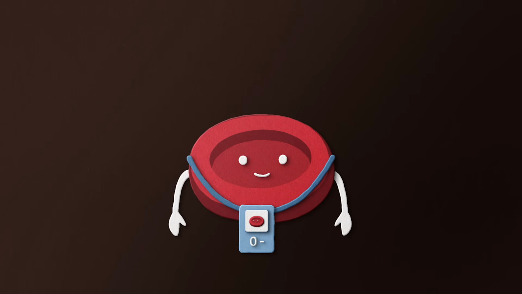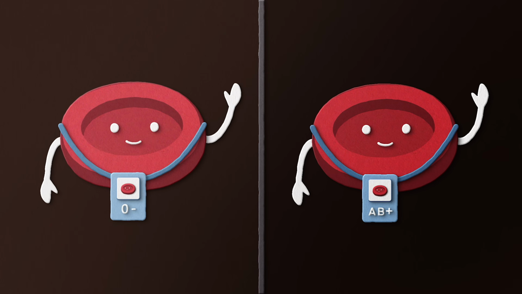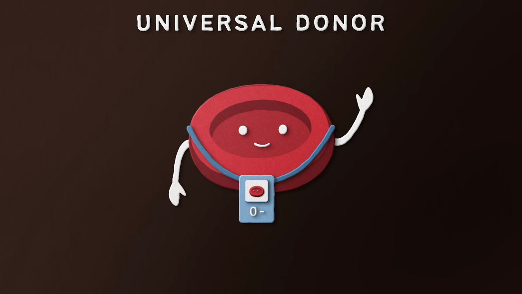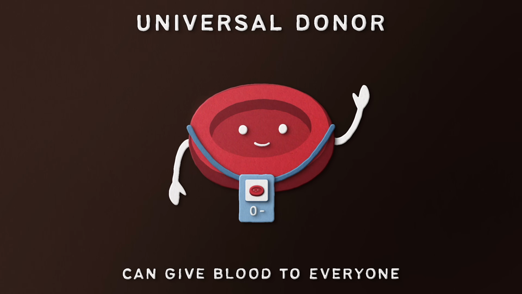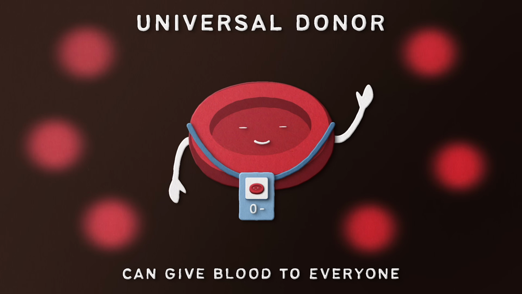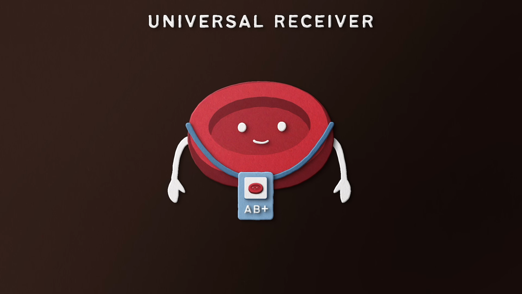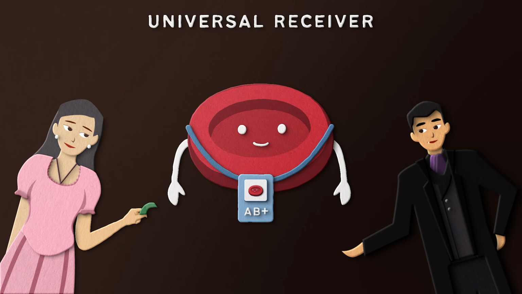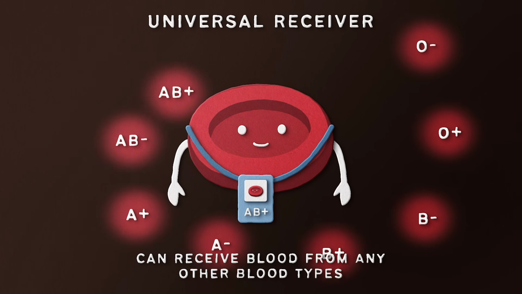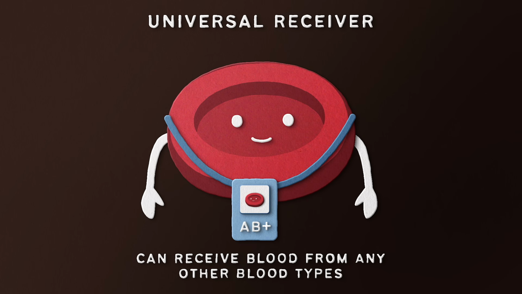Enter the superheroes of the blood world, O negative and AB positive. O negative is the universal donor, like the friend who always has gum. They can give blood to anyone. Then there is the AB positive, the universal receiver, like the friend who never says no to free gum. They can receive blood from anyone. Handy, right? But here's where things get dangerous.